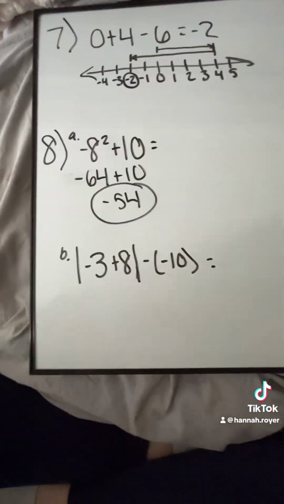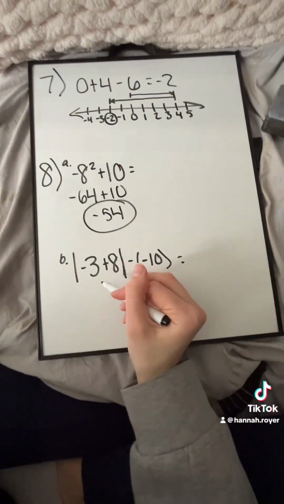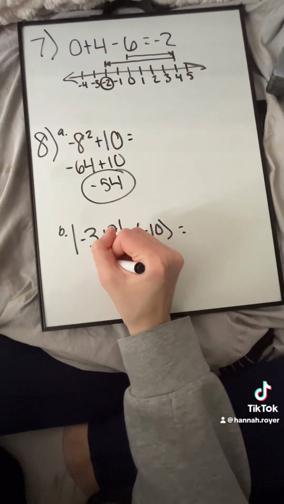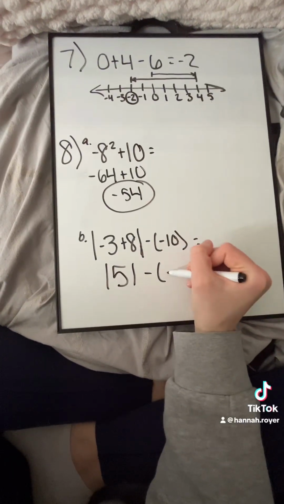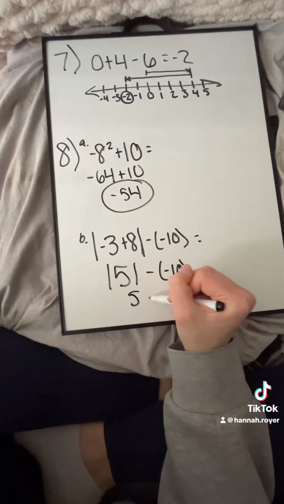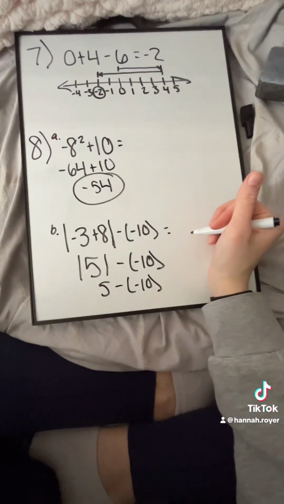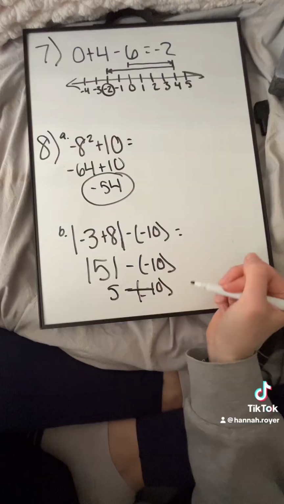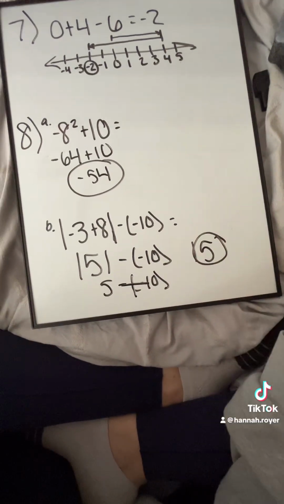And then for B, you have to follow PEMDAS. So you would start with -3 plus 8, and that would be 5. You keep those in there, and then it would be minus -10. Then you can take the 5 out, and when a negative and a negative are next to each other, it becomes a positive. So it would really be 5 plus 10, which would be 15. And that would be your answer.